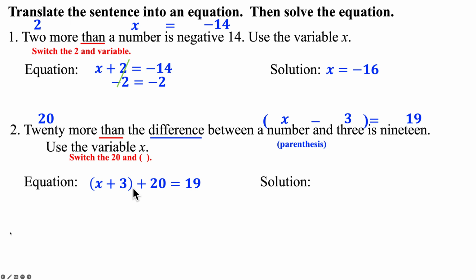Technically, we don't need the parentheses, so we can add the 3 into 20. That's going to be 23. x is by itself on the left side, so to get it completely by itself, we're going to subtract over the 23. x is equal to negative 4.